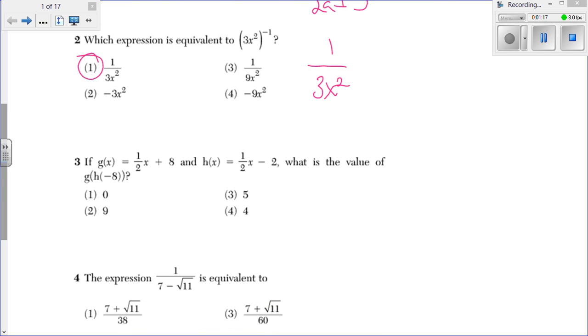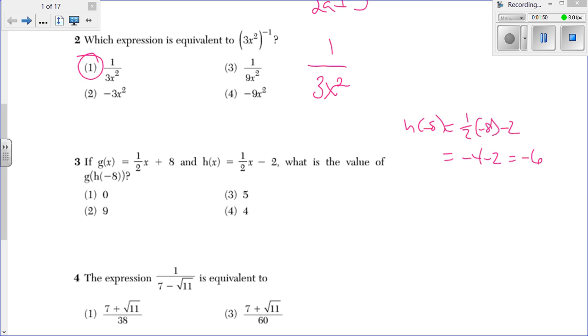Question number 3, if g of x is equal to 1/2 x plus 8 and h of x is equal to 1/2 x minus 2, what is the value of g of h of negative 8? Well, when it's written like this, we start on the inside, work our way out. So we're going to substitute negative 8 into h. So h of negative 8 is equal to 1/2 times negative 8 minus 2. So negative 4 minus 2 is negative 6.